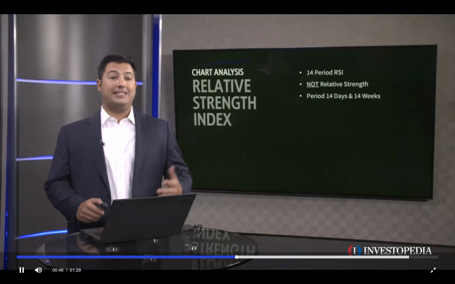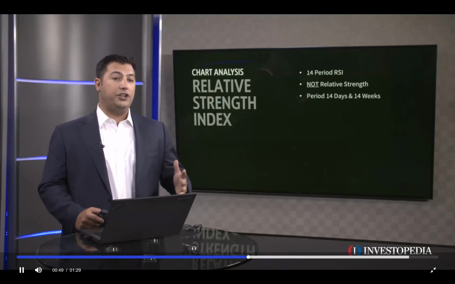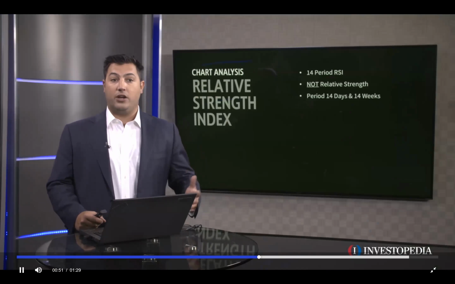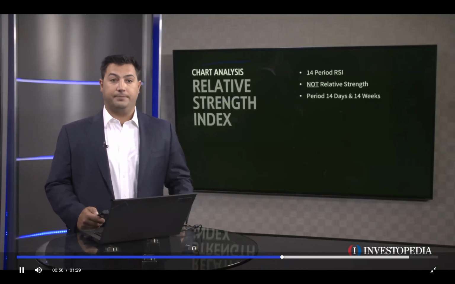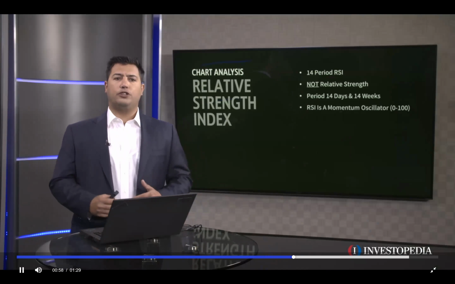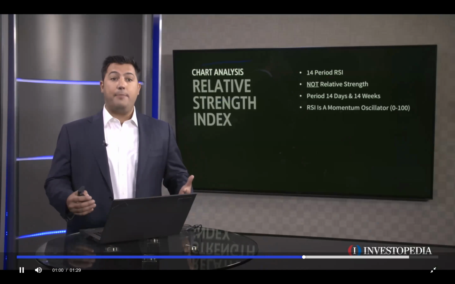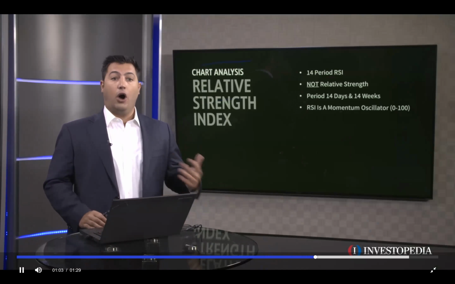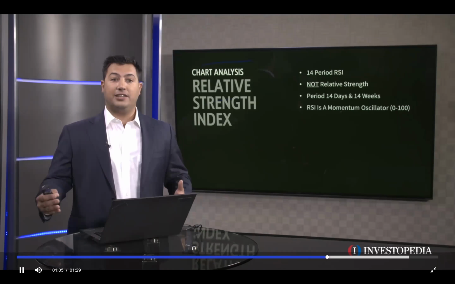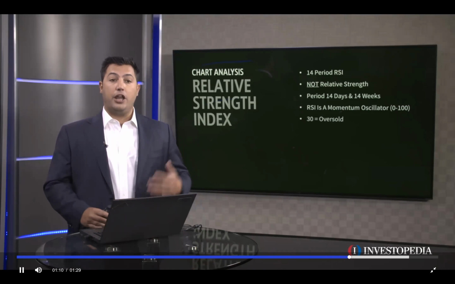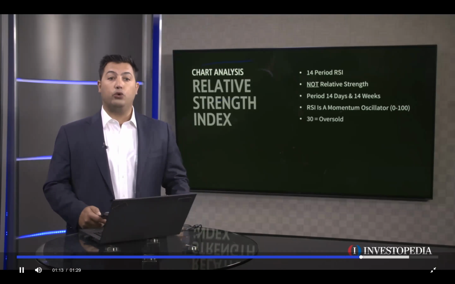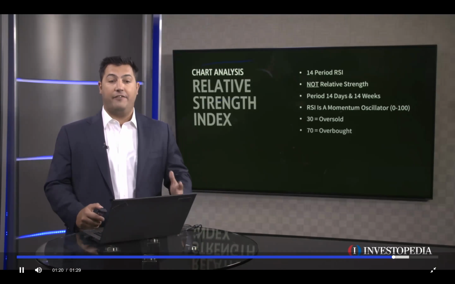And when you hear me say period, if we're looking at a weekly chart, that means we're using a 14-week RSI. And if we're looking at a daily chart, that means we're looking at a 14-day RSI. The indicator goes from 0 to 100, so all that means is that it's an oscillator. The RSI is a momentum oscillator that goes between 0 and 100. Traditionally, 30 gives you an oversold reading, and 70 gives you an overbought reading. Now we're going to talk about how we use that 30 and 70 to our advantage.